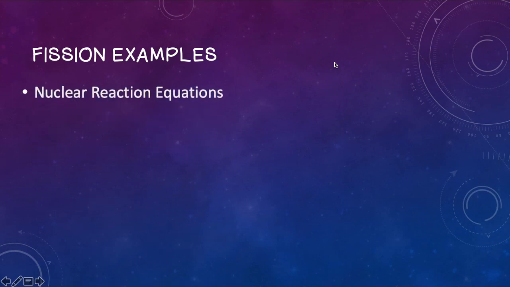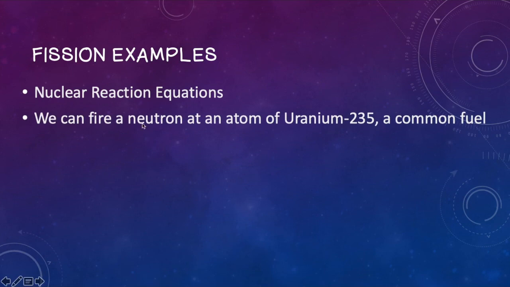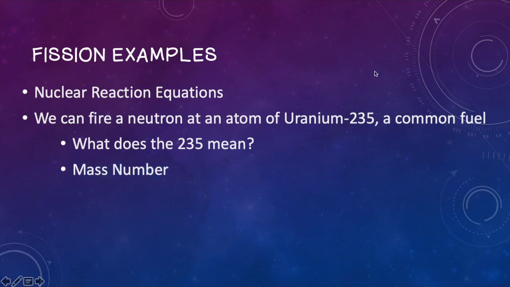So here's some fission equations just to kind of see. So if we fire a neutron at uranium-235, that's a common fuel used for nuclear reactions. Quick little side note, what does that 235 mean again when we put it with the name? Yep, that's its mass number telling you what isotope of uranium we're using.